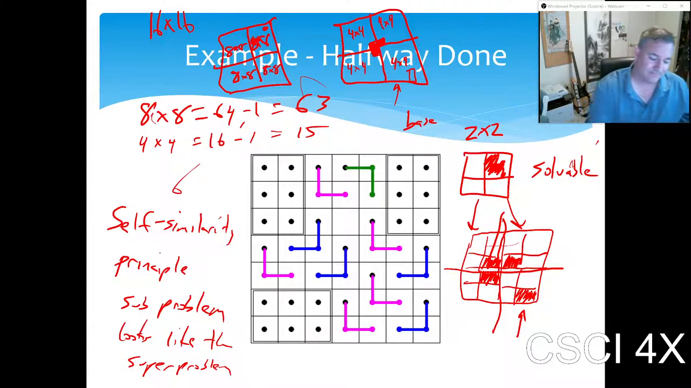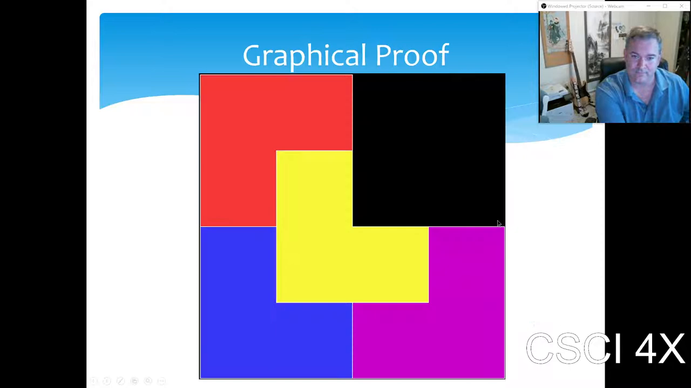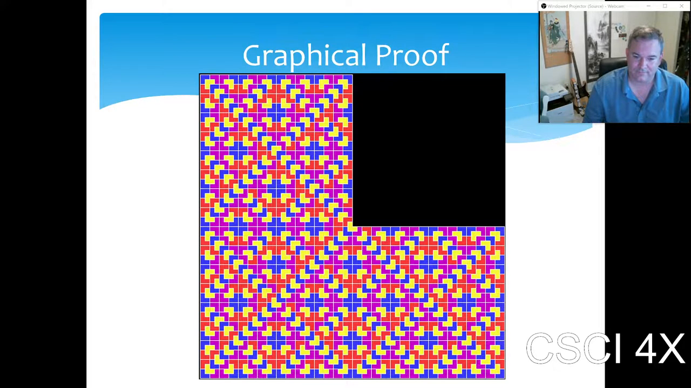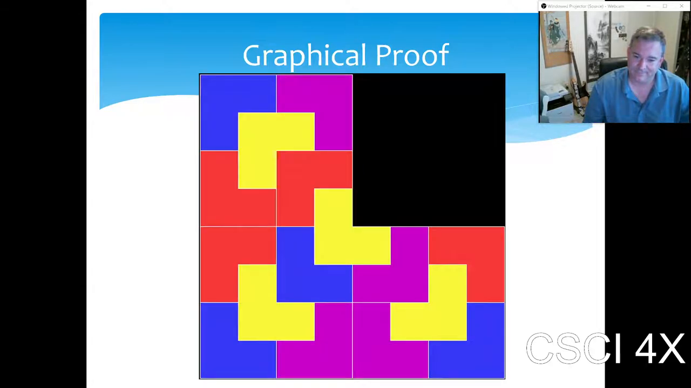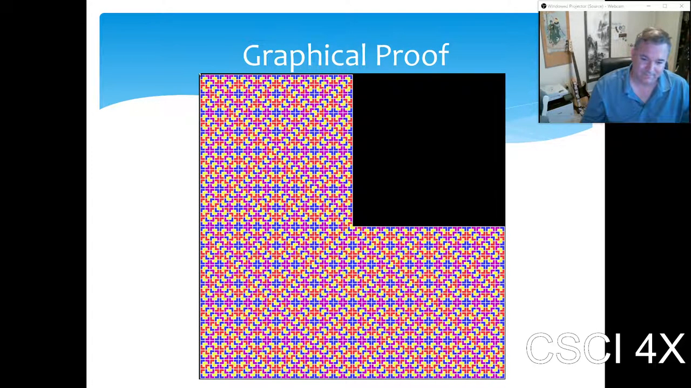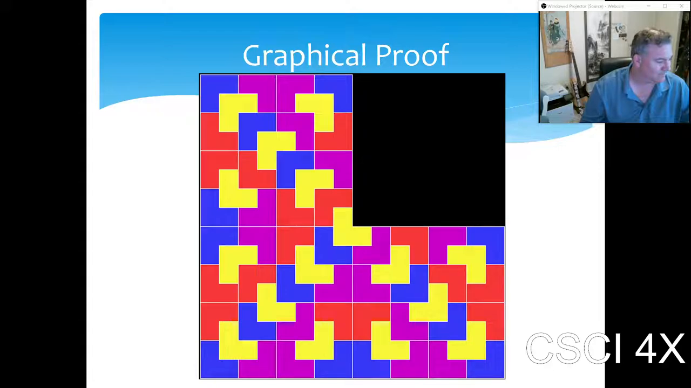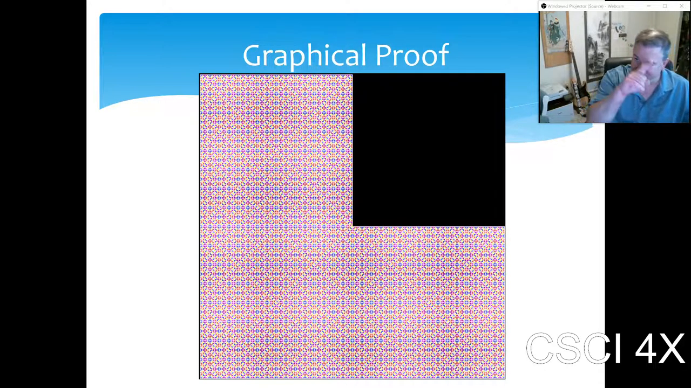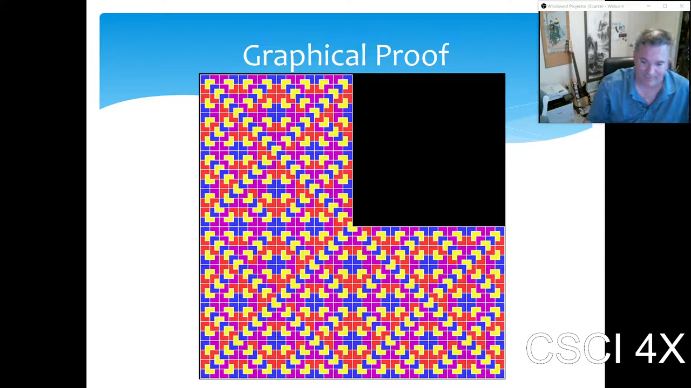It's kind of cool, right? Kind of cool. You see that? So as long as you have the piece over the corner, then it's tileable. And then it recurses down like that.